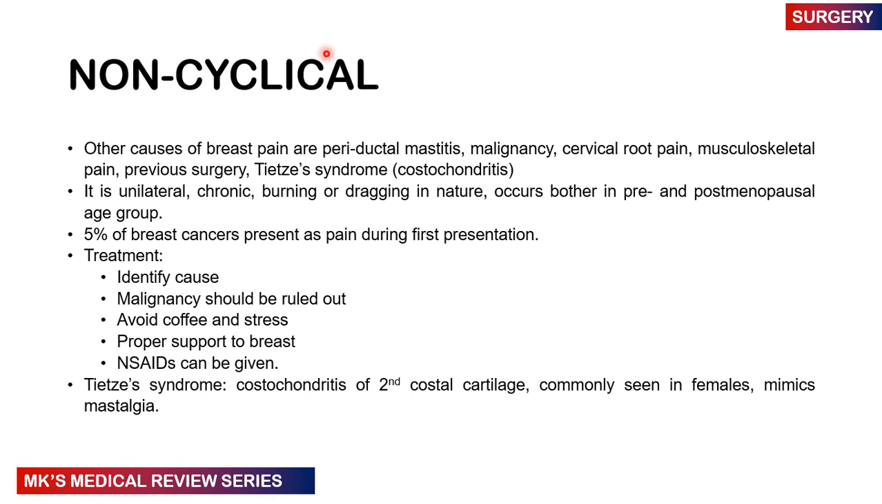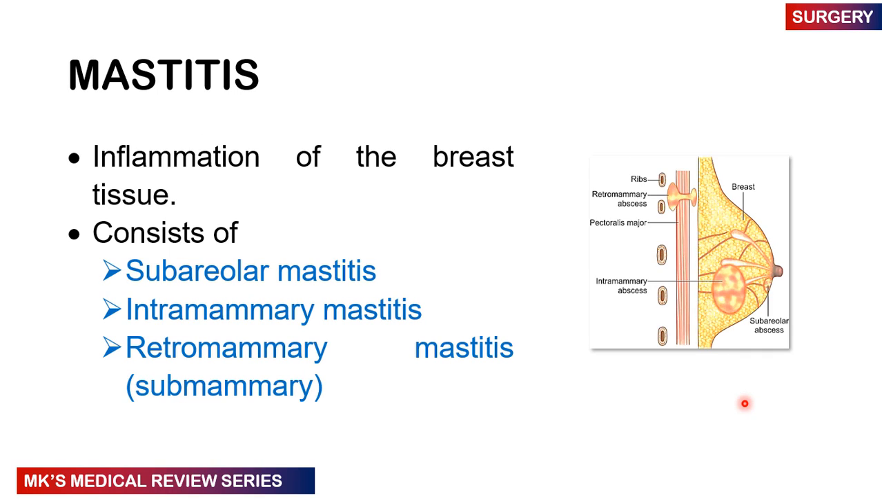Generally we identify the cause and treat the cause. We want to rule out any malignancy, tell them to avoid coffee and stress, and give proper support to the breast. NSAIDs in some cases can be given. Tietze's syndrome is costochondritis of the second costal cartilage. It's commonly seen in females and can mimic mastalgia. Then let's move now to mastitis, which is inflammation of the breast.